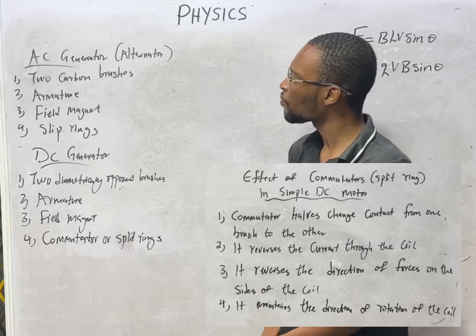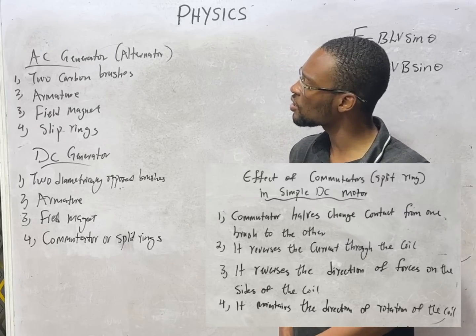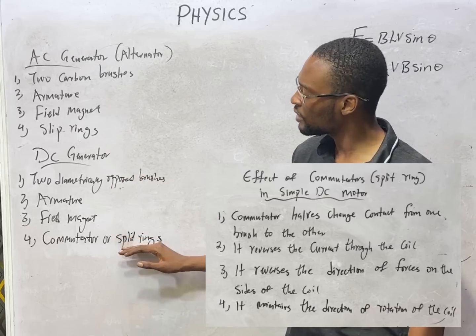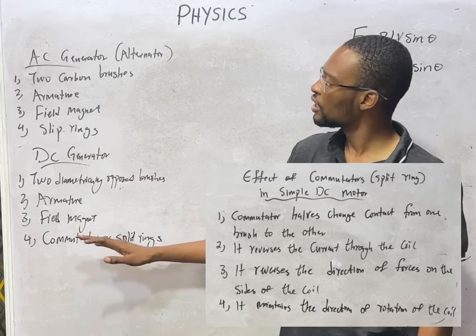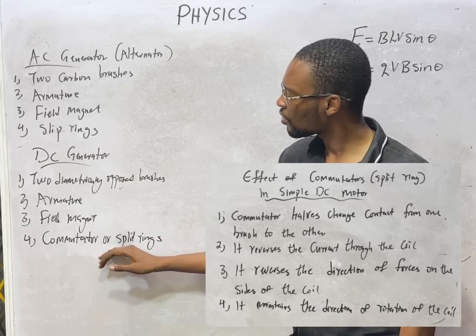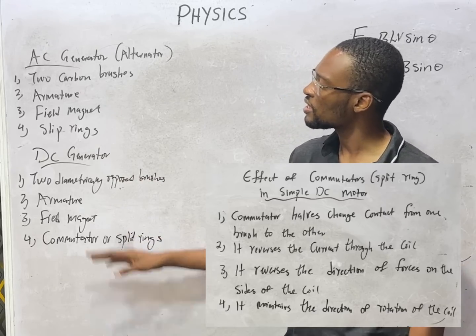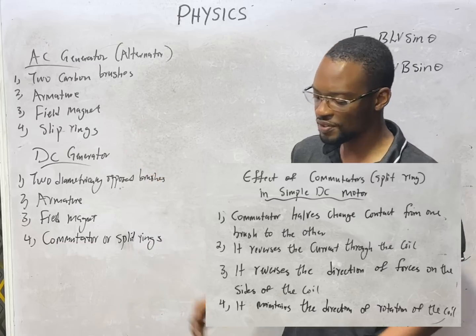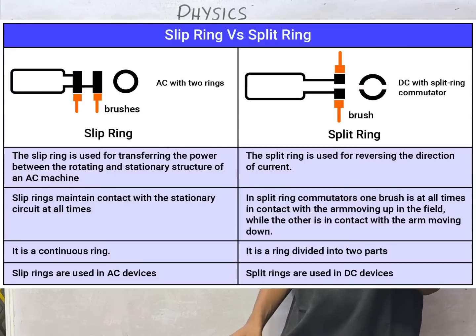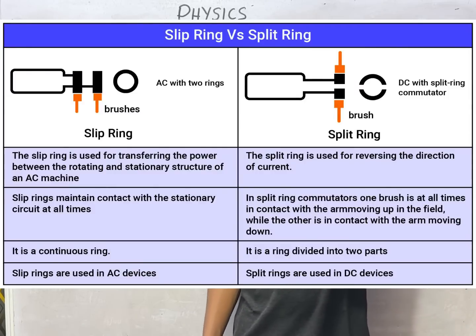So what does that mean? If you want to convert an AC generator to DC, you simply replace the slip rings with split rings or commutator. If you want to convert DC to AC, you replace the commutator or split rings with slip rings. So these are the features and how to convert AC to DC generators and DC to AC generators.